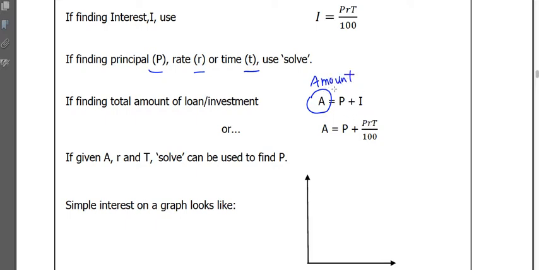So to get the total amount from a savings account, we'd take the principal, whatever you put into the savings account at the start, and we would add on any interest that you have accrued in that period. So amount is equal to principal plus interest. I'll write that out in full.